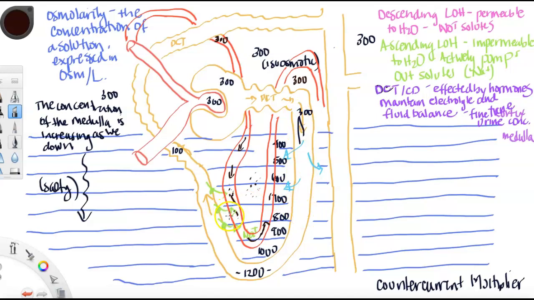This is called the countercurrent exchanger, because it's exchanging some of these solutes and the water to go back into the blood rather than just be in the interstitial space.